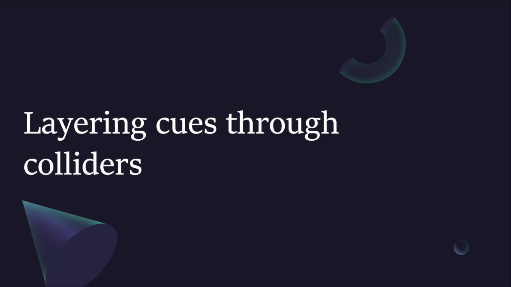So, layering cues through colliders. As some of you might remember from last week, we talked about vertical layering. This is what's going to happen here. We're going to be messing with some audio mixers inside Unity to fade in and fade out certain cues. That way, with the actual track, you can choose what you want to fade in and fade out.